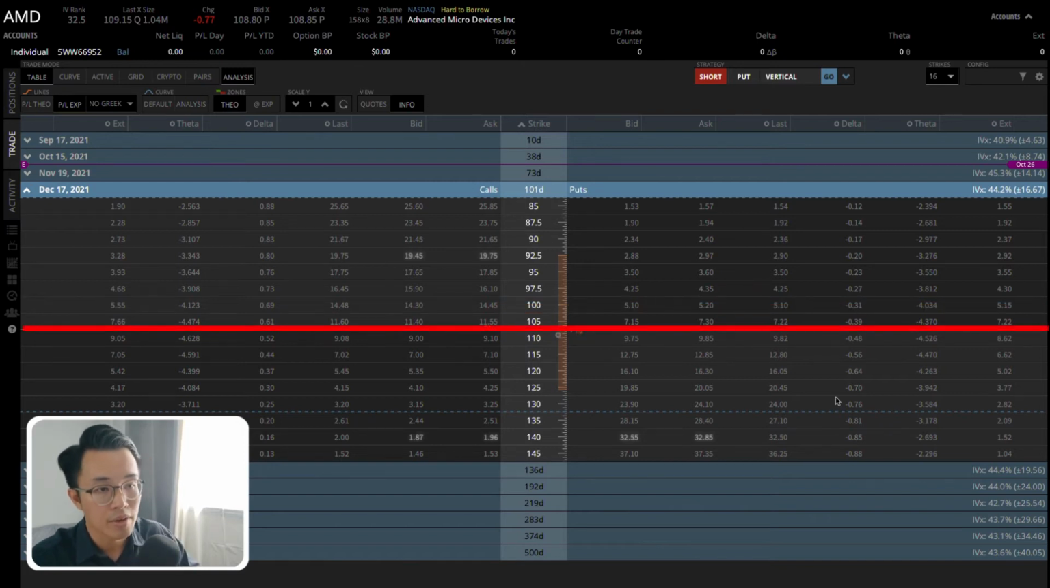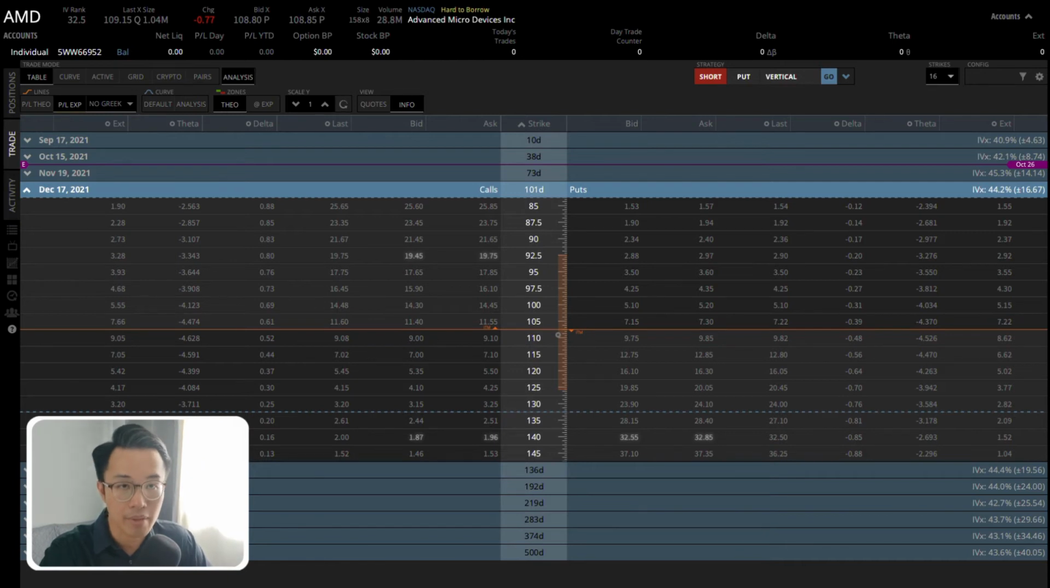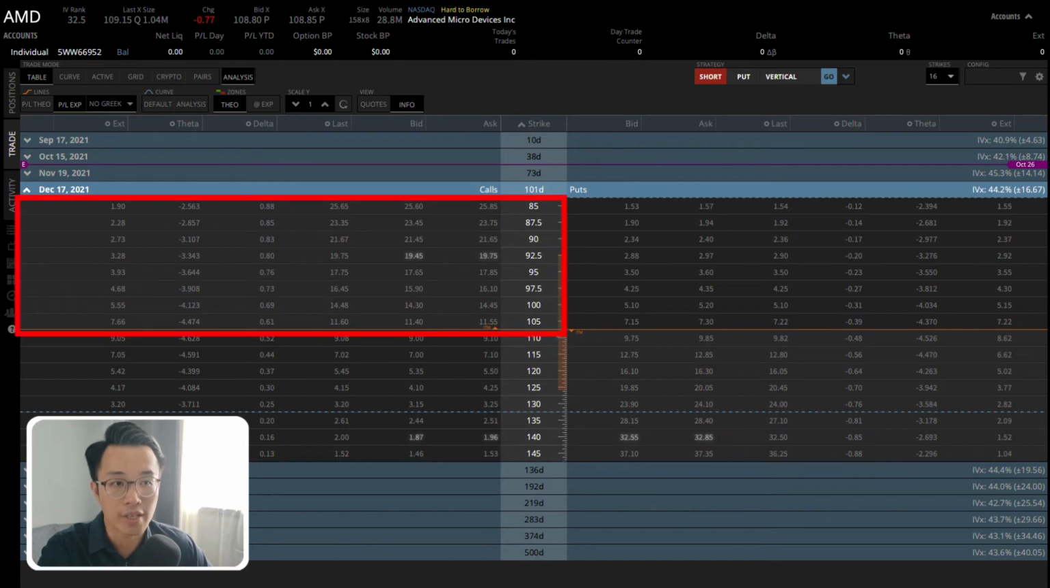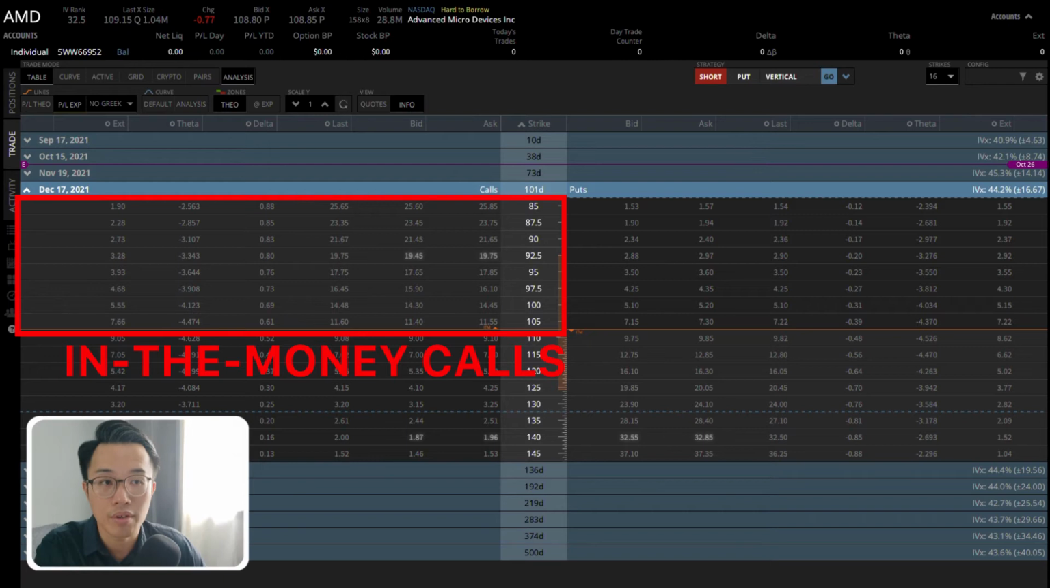This center line represents the current share price of AMD. The current share price of AMD is $109. So if I own any one of these options, I actually have the right to buy AMD at a cheaper price than the current market price. If I own the 95 call option, I can buy AMD for $95 even though it is worth $109. So any of these options that are above the middle line are known as in-the-money call options.